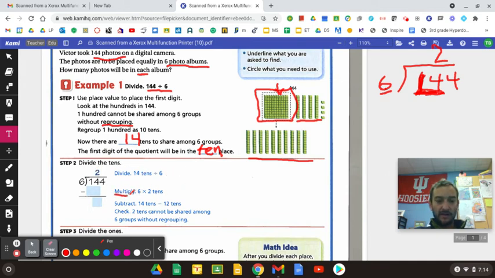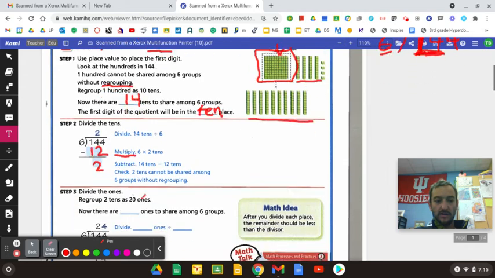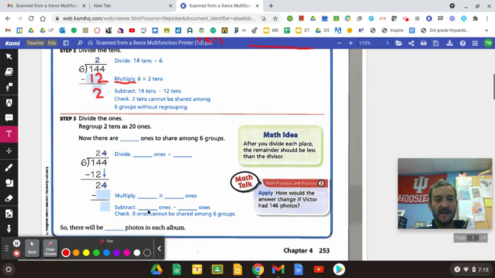Then you multiply. Remember, divide, multiply, subtract, drop down. So you multiply your 2 and your 6 and get 12. Your next step is then to subtract. So 14 minus 12 is 2. Now we move down and divide the ones. After we subtract it, you bring down. They did that here with the arrow. Bring down the 4. So now I have a new number. I have 24.